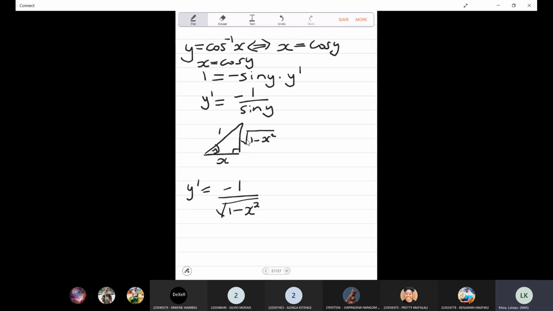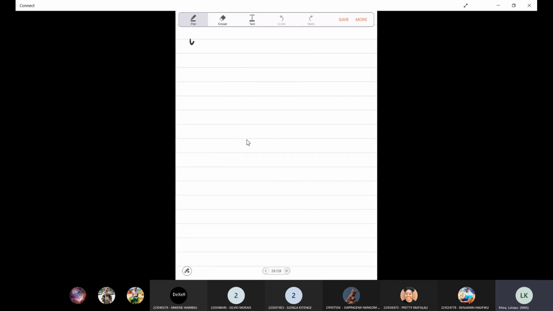Okay, so this is our derivative when we have cos inverse of x. And then the third one is when y is equal to tan inverse of x. We have y is equal to tan inverse of x. So this means that x is equal to tan of y, and then we can differentiate this in the same way.